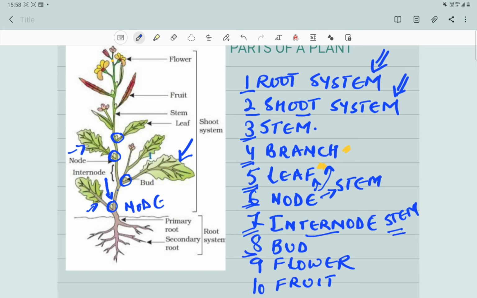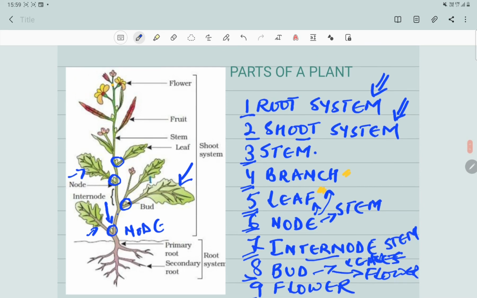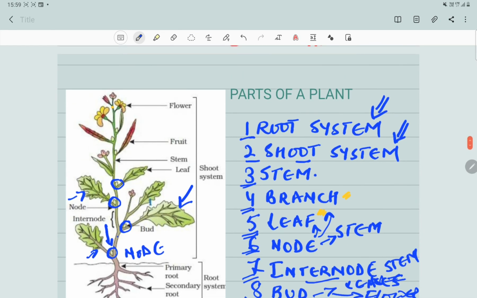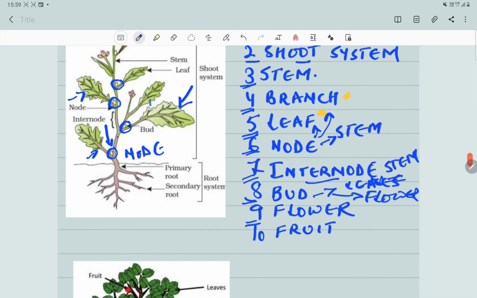And what is the function of the bud? What does a bud do? A bud gives rise to more new leaves or newer flowers. So that is what a bud does. A bud will give rise to more flowers or more leaves. The next part is a flower itself. This is the most colorful part of the plant, and I hope everybody's seen a flower, and here are two flowers. Now flowers are again found in the shoot system.